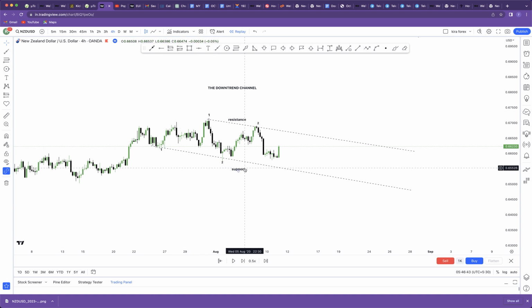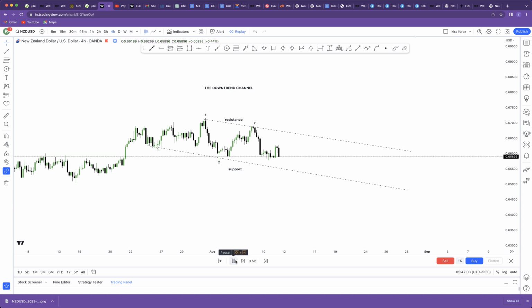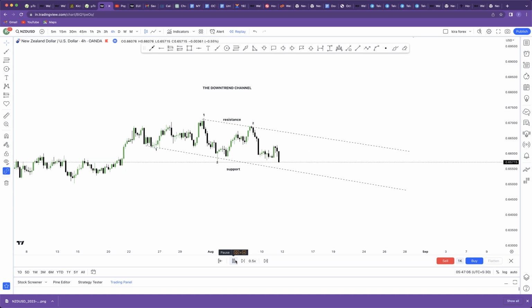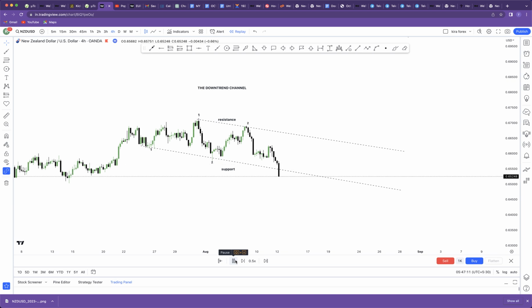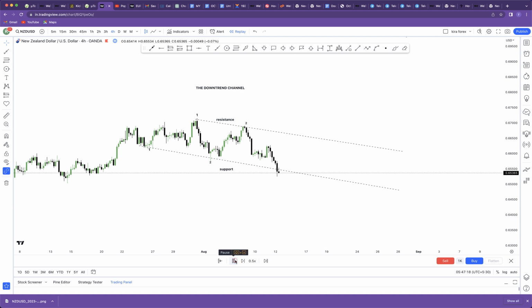So where we are going to be taking our buy and sell will be on the third touch. We are going to take our sell on the third touch on the resistance, and also take our buy on the third touch on the support. So let's see how price reacted on the resistance and the support in this channel. You can see the movement of price in the channel. Wow. As you can see, price has touched the support in the channel.